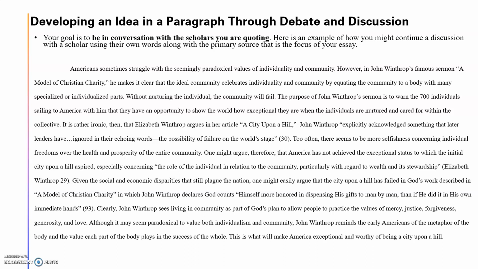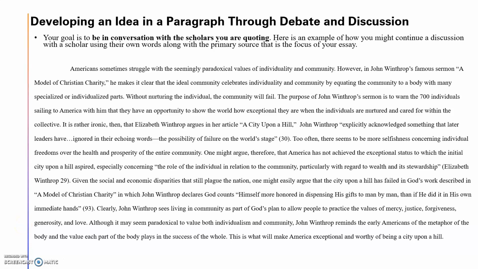So my first source, I've actually introduced the topic, the primary source first, so there's context there for the argument. And then the first thing I've quoted is from Elizabeth Winthrop's A City Upon a Hill, and I misspoke earlier. A Model of Christian Charity is actually John Winthrop's work, which is always known as the City Upon a Hill sermon. That's the refrain that you will remember.